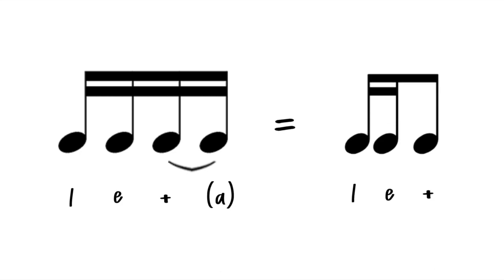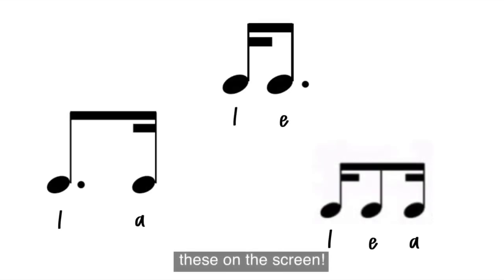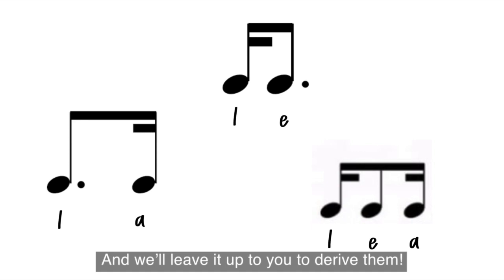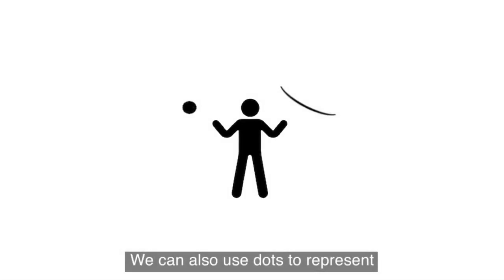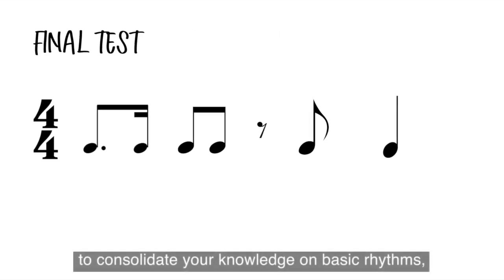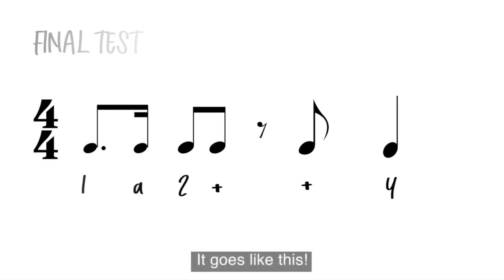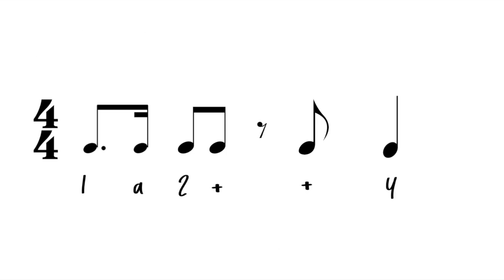There are also other semiquaver variations, such as these on the screen, and we'll leave it up to you to derive them. We can also use dots to represent these variations, but using ties to derive them would be simpler for all of us. As a final test to consolidate your knowledge on basic rhythms, let's count this rhythm together. It goes like this: 1, a 2, and 4.